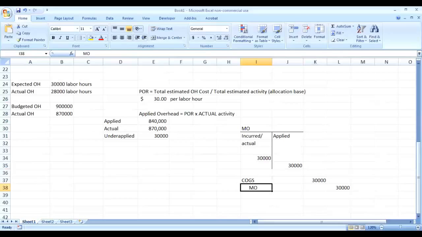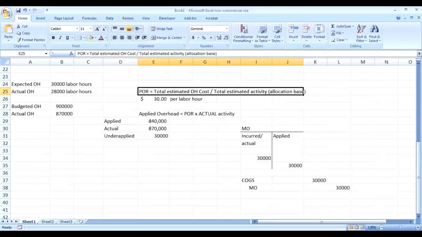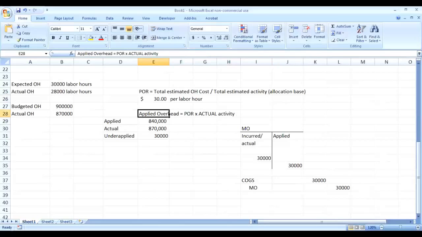So three items here. First, the predetermined rate, always calculated as our total estimated overhead costs divided by our total estimated activity. Second, whenever we apply overhead, we use our predetermined rate times our actual activity. And third, for over versus underapplied, we compare applied overhead versus our actual or incurred. That determines whether we are under or over, or neither. It's possible, not likely.